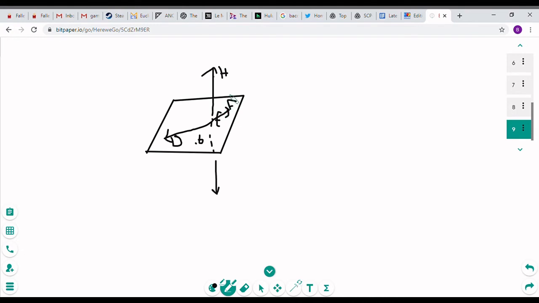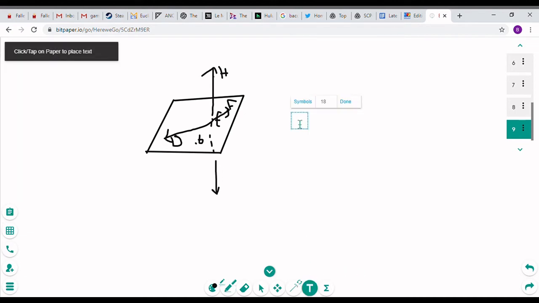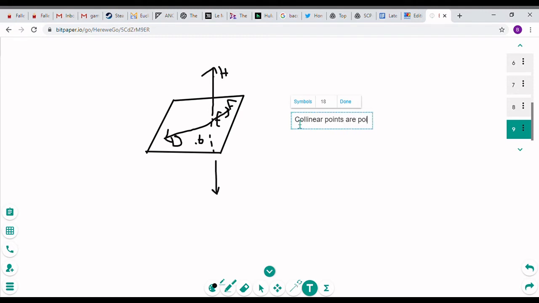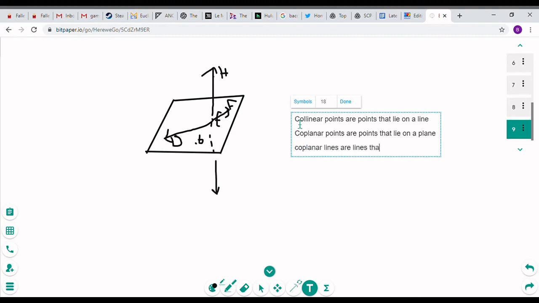Okay, notice that some of these things have some things in common. For instance, D, E, and F are all in a line. So, we need to come up with a name for that. So, together on a line, and the Latin word for together is col. So, we're going to say collinear points are points that lie in a line. Coplanar points are points that lie in a plane. And coplanar lines are lines that lie in a plane.